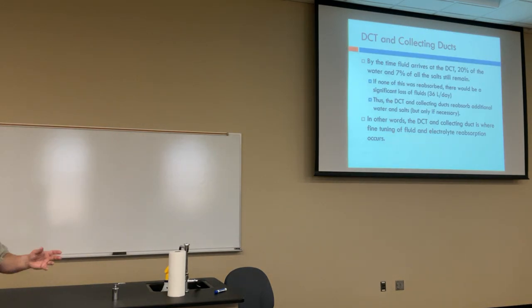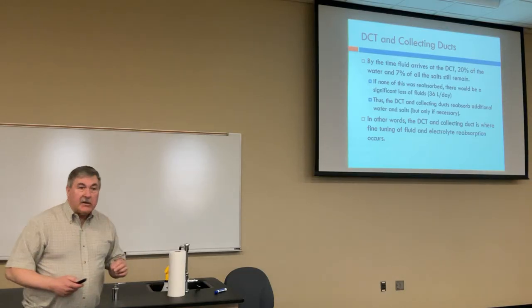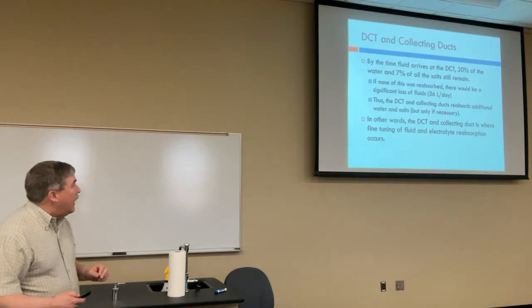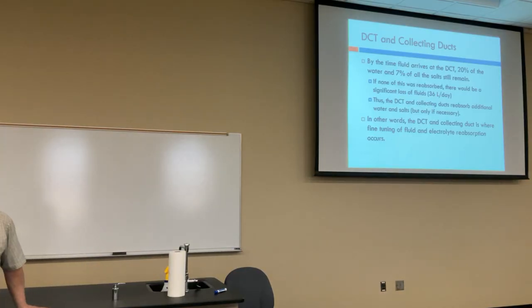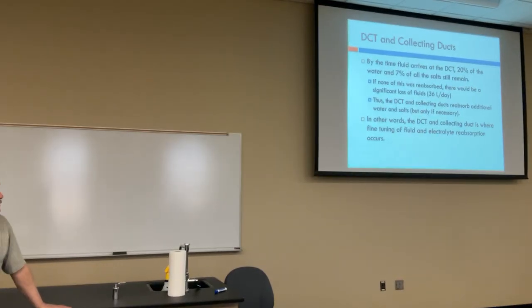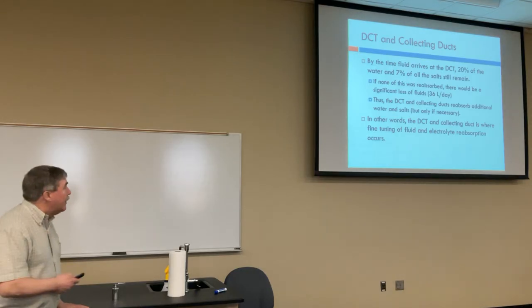Okay, so by the time the fluid arrives at the distal convoluted tubule, about 20% of the water and about 7% of the salts are still remaining. And if none of that was reabsorbed, we would lose about 36 liters of water a day. That's a lot of water. 36 liters is what? There's a little over 4 liters to a gallon. So that's about 9 gallons of water a day we'd be losing? That'd be a lot of water to have to replace. You'd have to drink a lot of water.